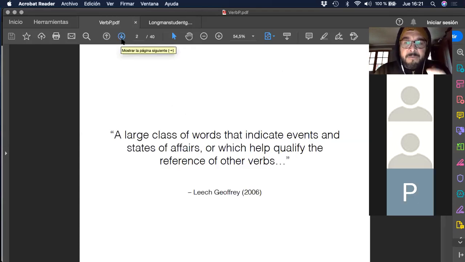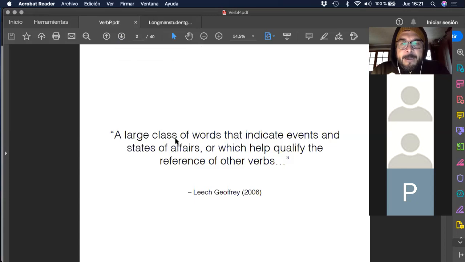Okay, so this is a definition. A verb is a large class of words that indicate events and state of affairs or which help qualify the reference of other verbs, okay? So in this idea, we have this. A verb is, first of all, a class of words. So we have these word classes: nouns, adjectives, adverbs, verbs, right? So verbs is one of these classes.